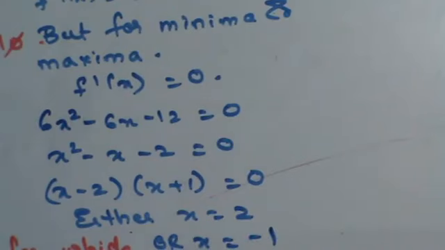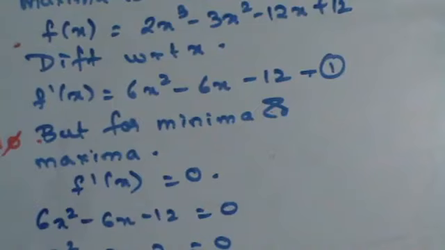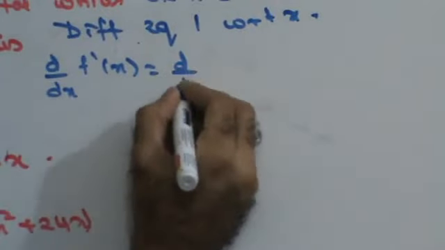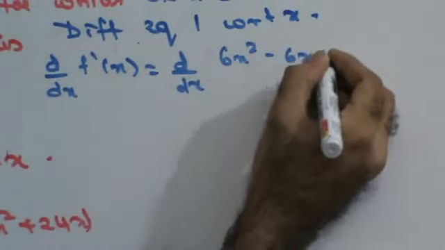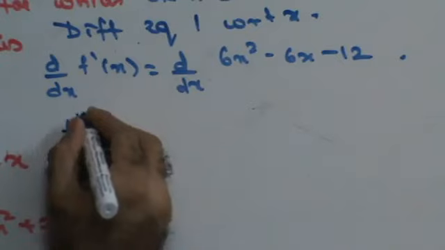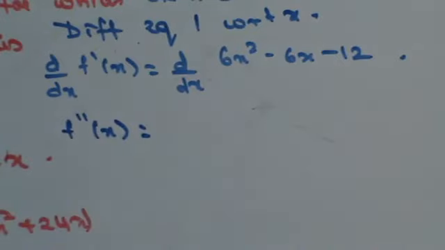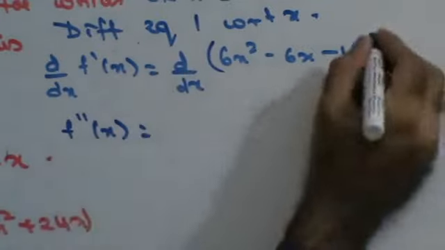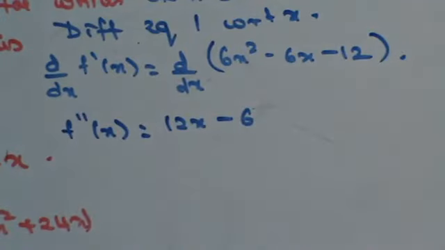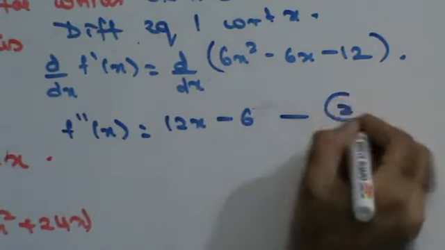Right? Now, this particular equation, f bar of x, let's label that as equation 1. Now differentiate equation 1 with respect to x. So you get d by dx of f bar of x is d by dx of 6x square minus 6x minus 12. d by dx of f bar of x is nothing but f double bar of x, the second order derivative, which will give you 12x minus 6. Let's call this equation 2.